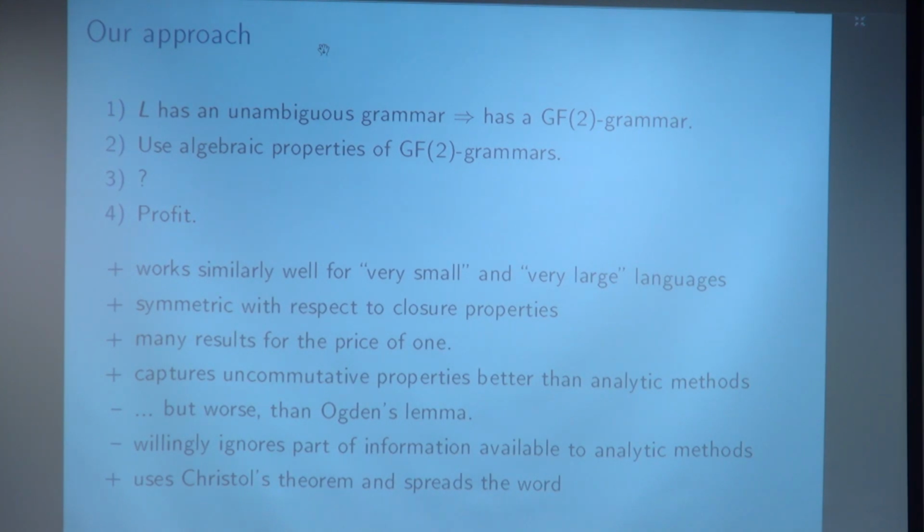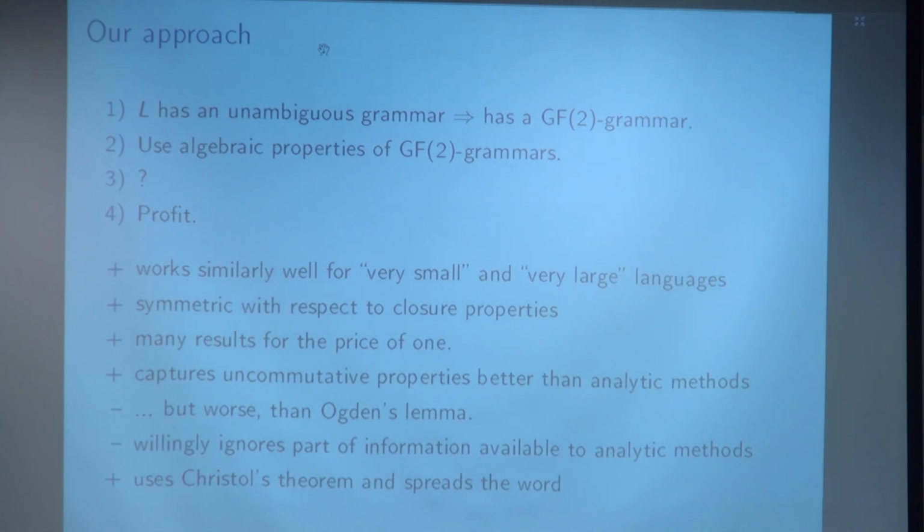It's symmetric with respect to lots of closure properties, similarly to analytic approaches. And we get many results for the price of one, in some sense, as you will see in the next slide. And it also captures noncommutative properties, to the extent to which we can prove results for GF(2) grammars. But it does its worst for Ogden's lemma, to be honest, and it willingly ignores some part of the information that is available to analytic methods. So it's kind of a trade-off. We get something in the middle in the end.